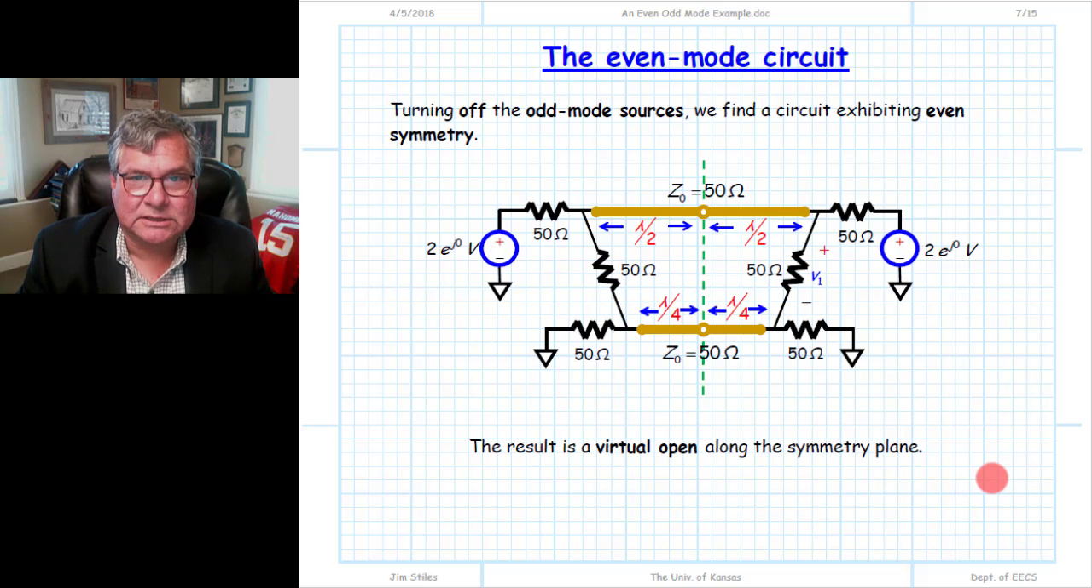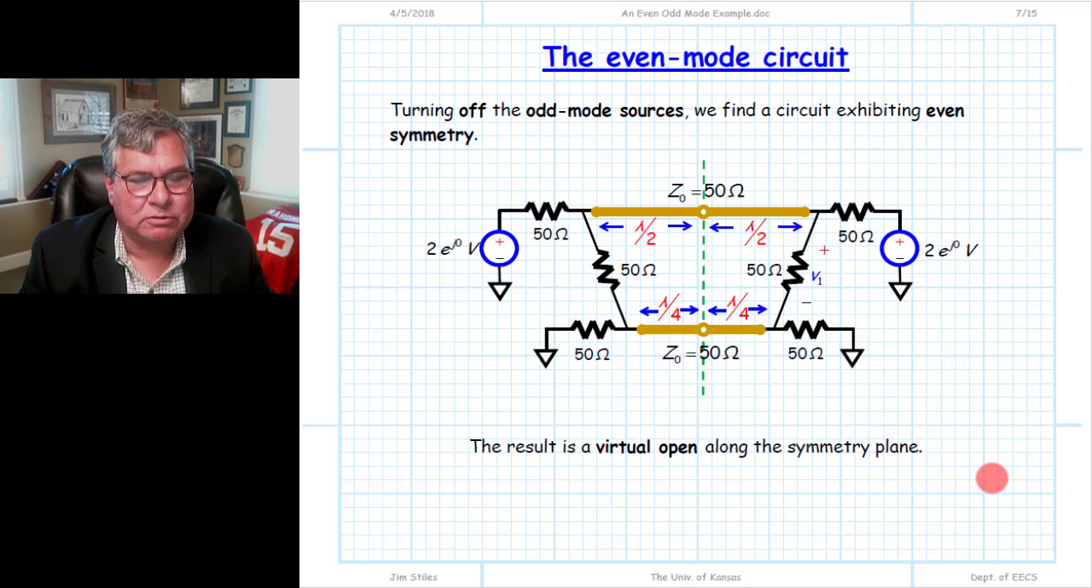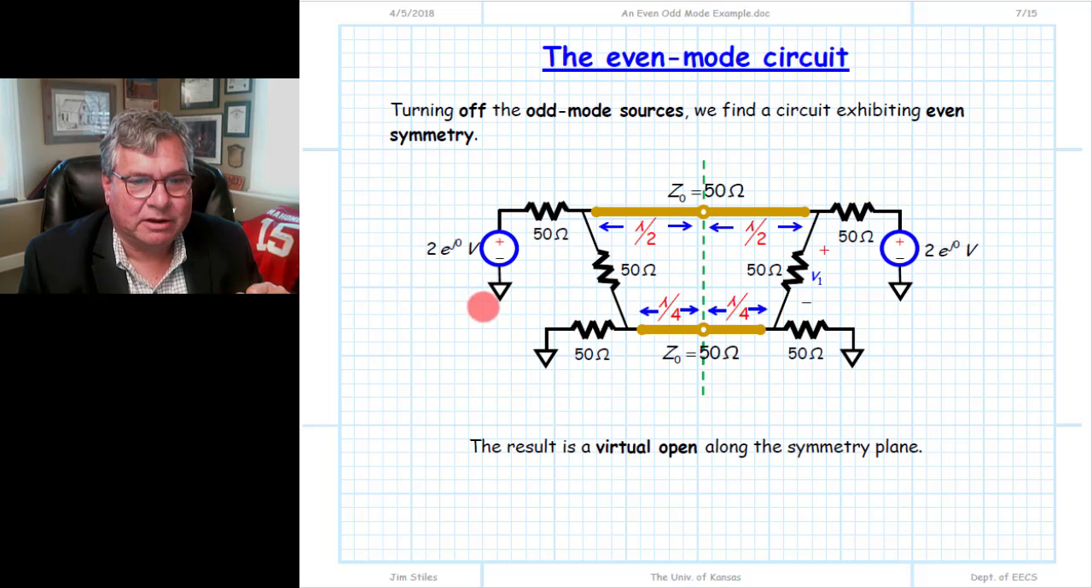The reason for defining these voltage sources in this elaborate way is evident, hopefully, when we go through and apply superposition. The first thing we do is we turn off our odd mode sources. So we had an odd mode source of 2 volts here, we set it to 0. We had an odd mode source of -2 volts here, we set it to 0. And all we're left with then is the even mode voltage source on either side. And notice these are exactly equal to each other, 2 and 2.